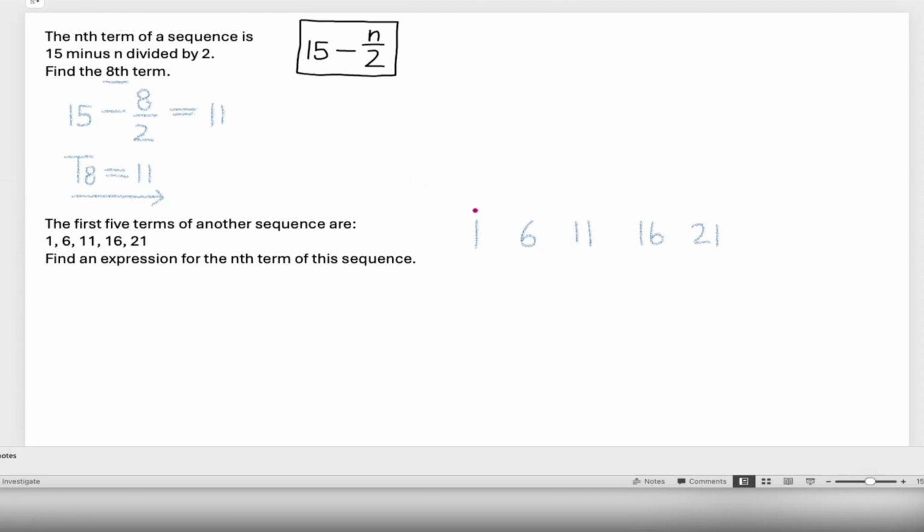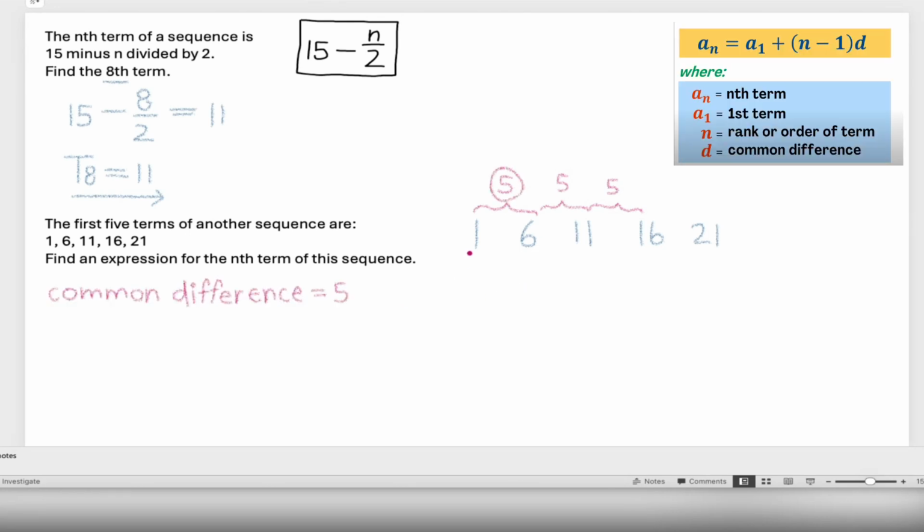Now, the difference between 1 and 6, that's 5. The difference between 6 and 11, that's 5. The difference between 11 and 16, that's 5. So we can see that each term increases by 5. So the sequence has a common difference of 5. And let's see, the first term is equal to 1 and the difference is equal to 5. So it's 1 plus n minus 1 times 5.